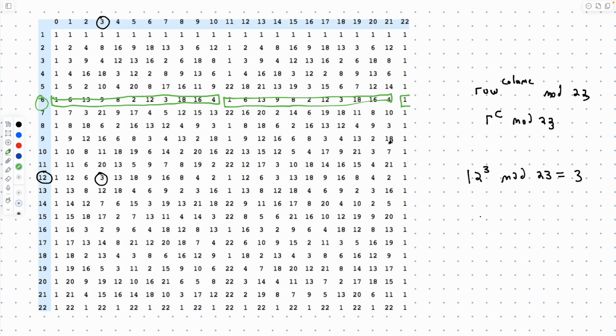If I kept going, so this shows you the exponents just from 0 up to 22, but if I kept going to 23, 24, 25, what do you think would happen? It's going to repeat. It's just going to keep repeating forever. Okay, let's pick another row here. Does this row repeat? It does.